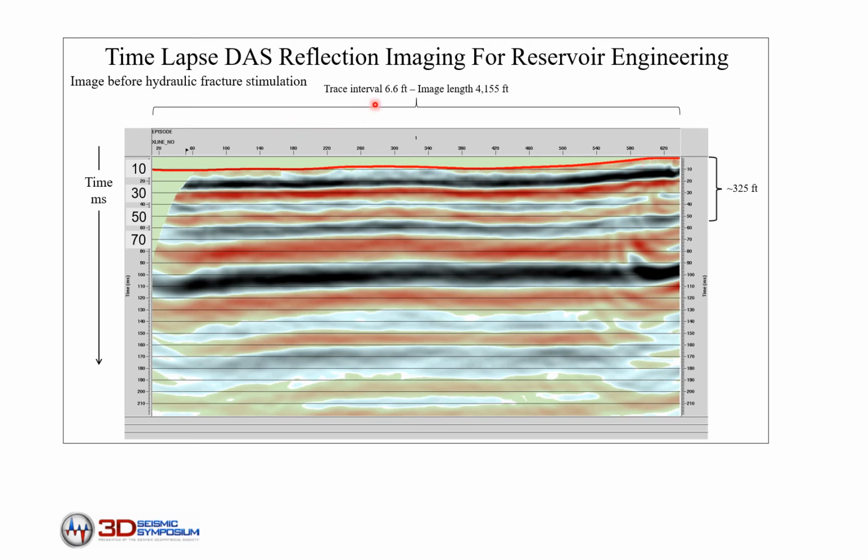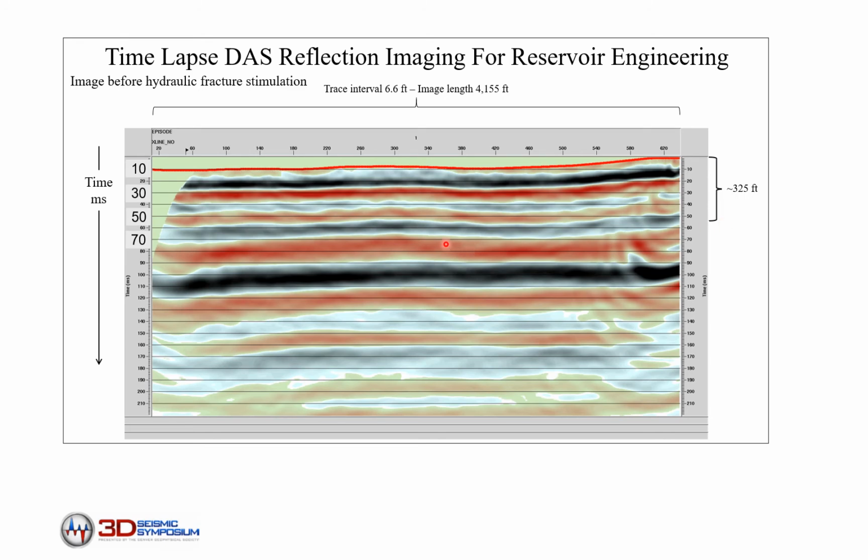The trace interval here is 6.6 feet, and that's because the receiver interval along the DAS cable is only 13.2 feet. So we actually get a very close station spacing, or good horizontal resolution, with the DAS cable. The image length is about 4,155 feet, which isn't quite the entire length of the horizontal part of the borehole. This is about 325 feet here.